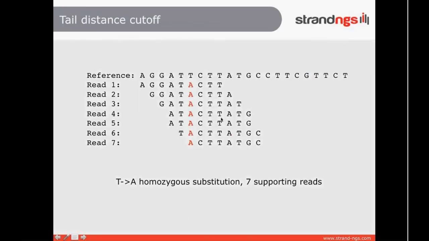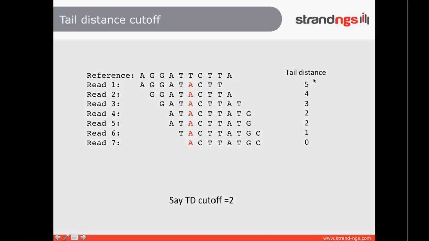So here's an example of that. This is a TA homozygous substitution, right? The 7 supporting reads over here. And if you go ahead and actually look at the tail distances of the supporting reads, this is a very classical picture of read support. The tail distance kind of falls, and then eventually you have no read supporting that variant. So 5, 4, 3, 2, and 1.